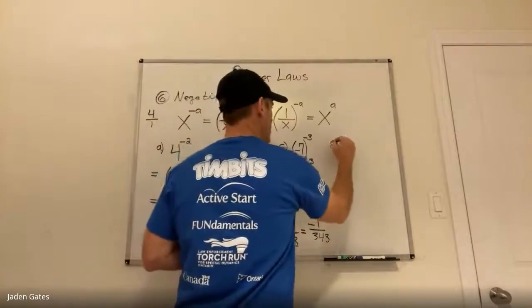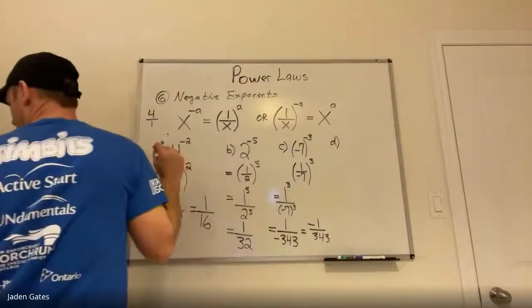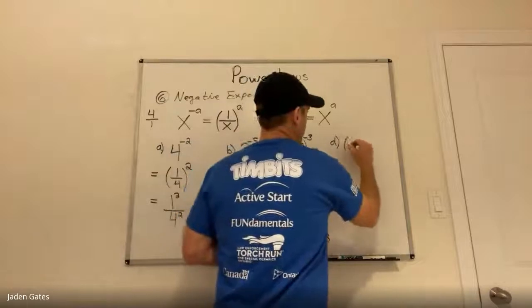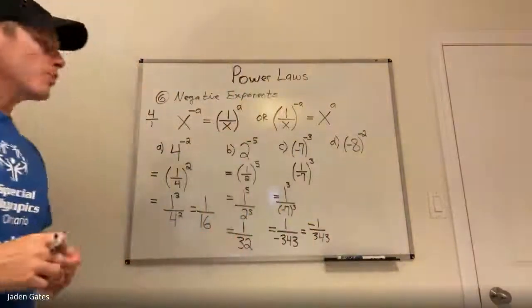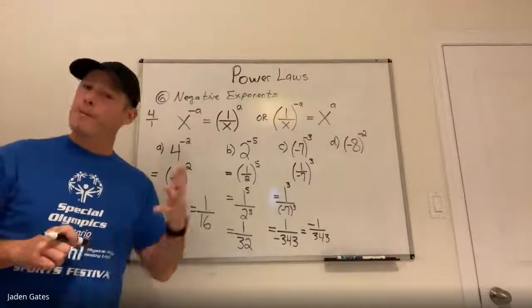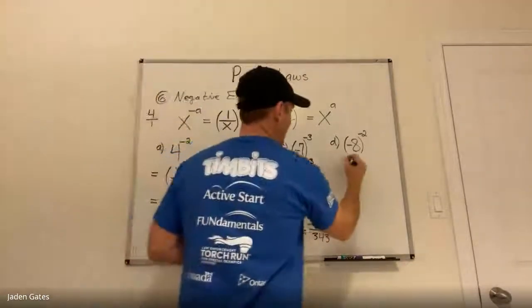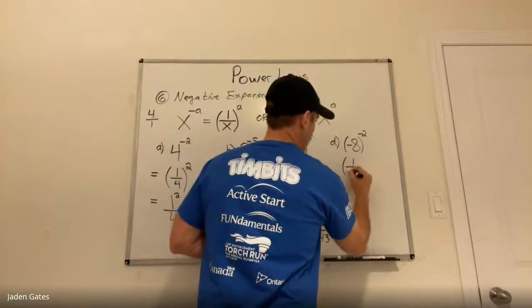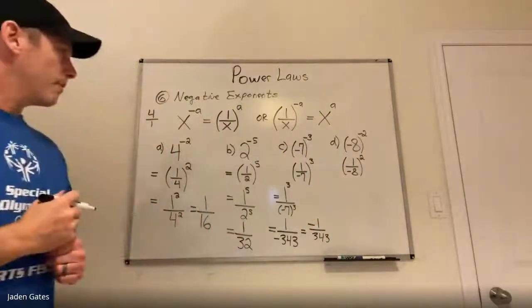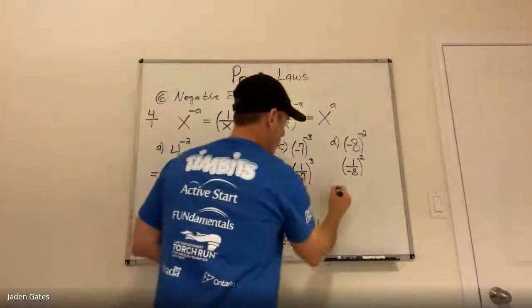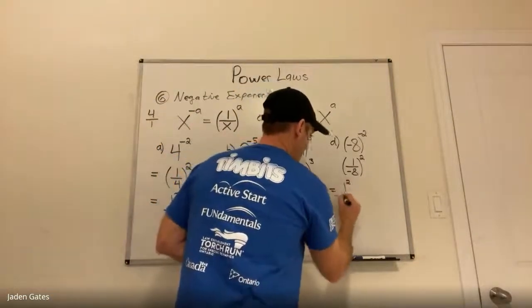Let's see. D. Again, try another one of those. We got negative 8 to the power of negative 2. So again, I'm going to do the same thing I've done before. I'm going to flip my base and change my exponent to positive. All right, and again, applying the exponent to both the numerator and the denominator.